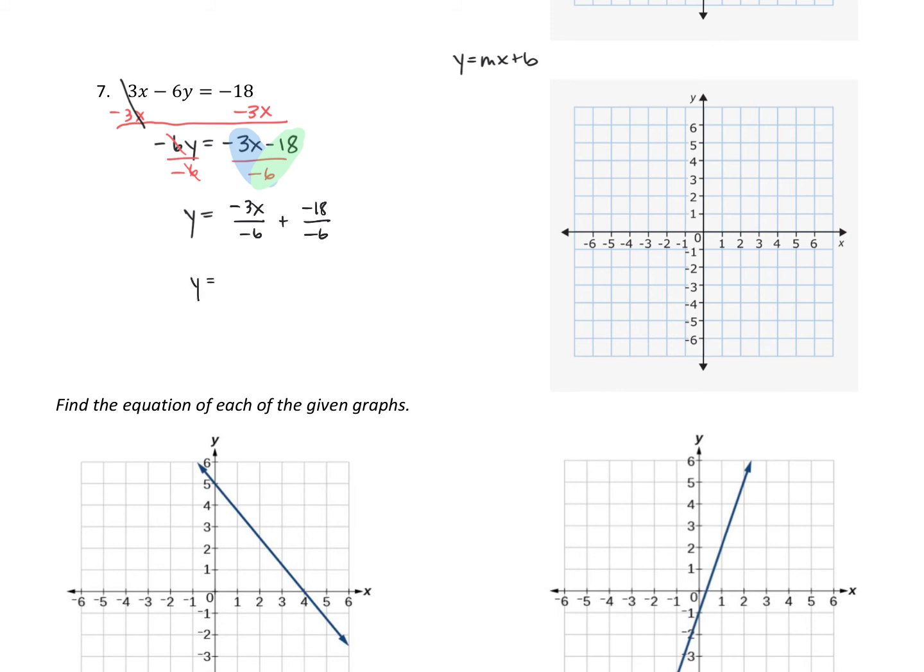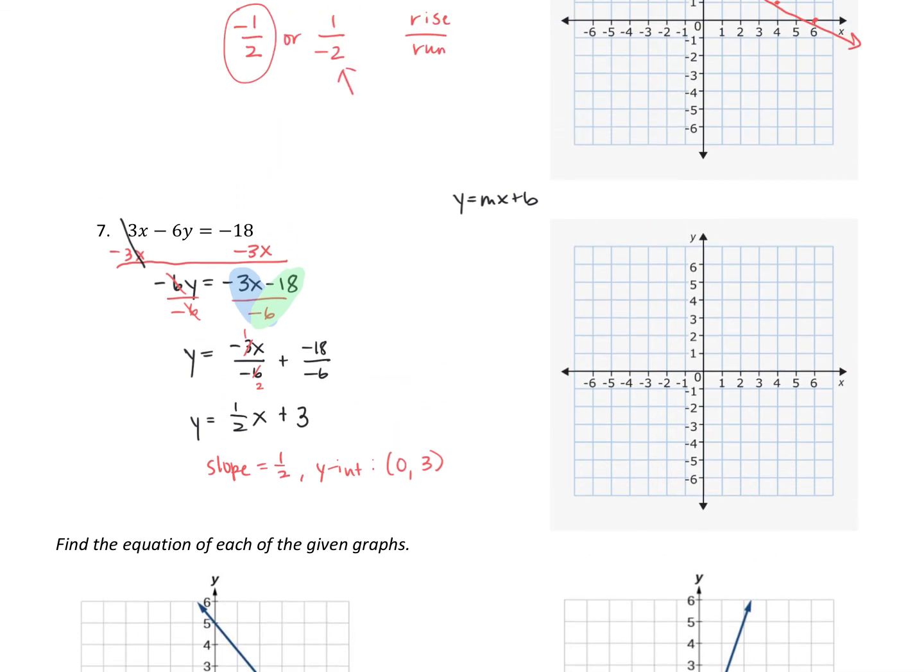And then I can reduce that. Negative 3 divided by negative 6, I can reduce to positive 1/2, right? Because the two negatives make a positive, and 3 divided by 3 is 1, and 6 divided by 3 is 2. Negative 18 divided by negative 6, the two negatives make a plus. 18 divided by 6 is 3. Okay, I now have it in slope-intercept form. So I can answer the question: slope is 1/2, and they wanted the y-intercept. Remember to write it as an ordered pair, so (0, 3).